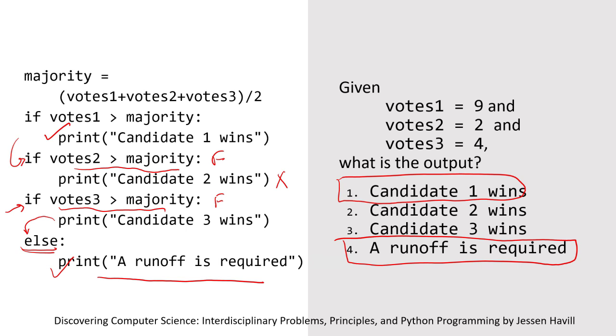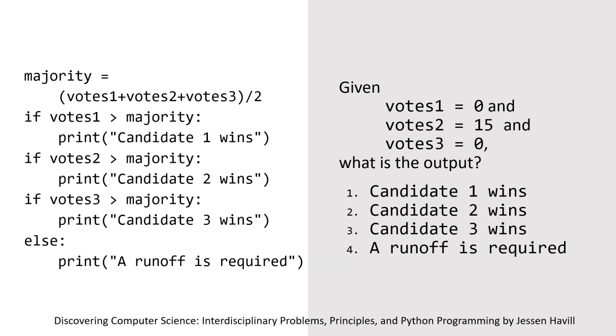Why 1 and 4? Because we are using 3 different if statements, and this else part is associated with the third if. So the first if is true, so it will print this. The second if is false, so this will not print. The third if is false, so it will execute its else part and it will print a runoff is required.